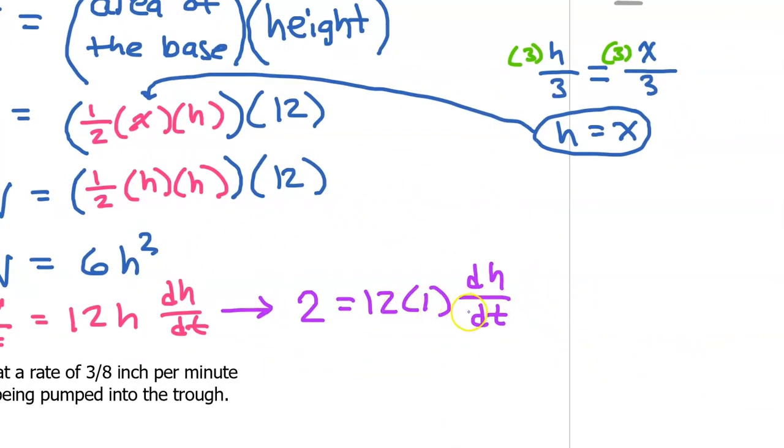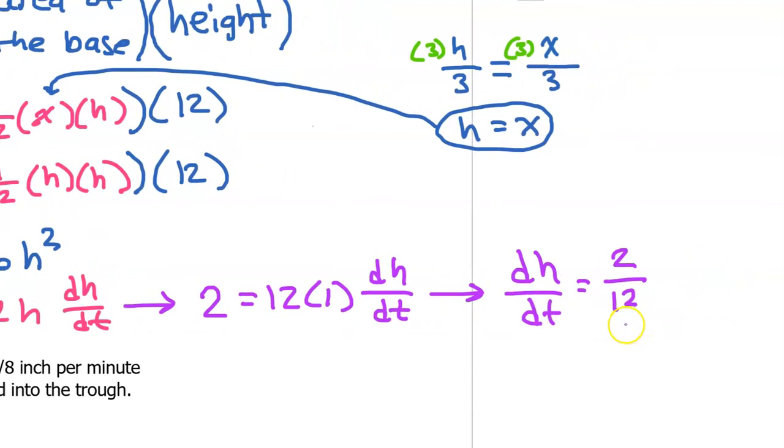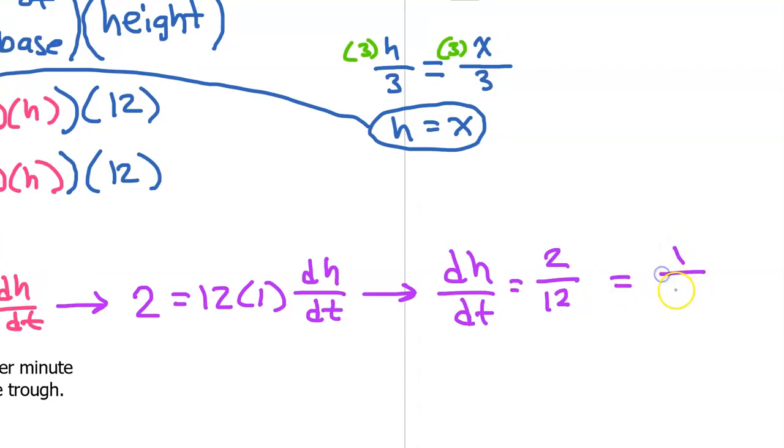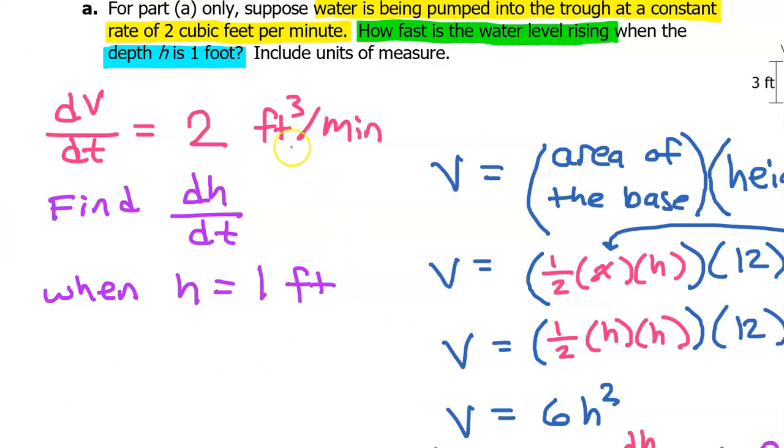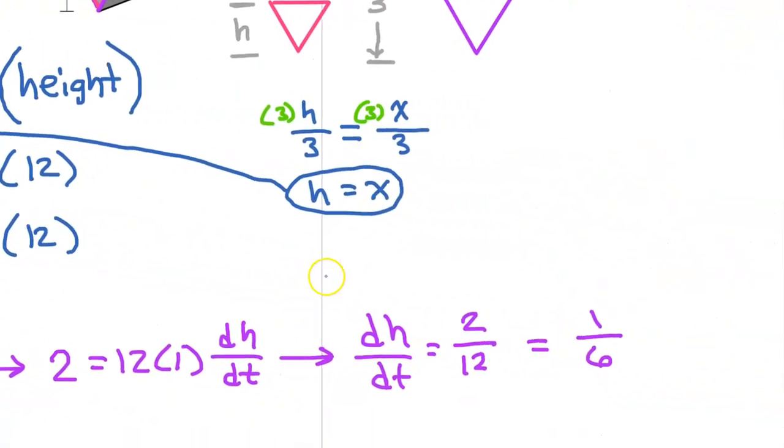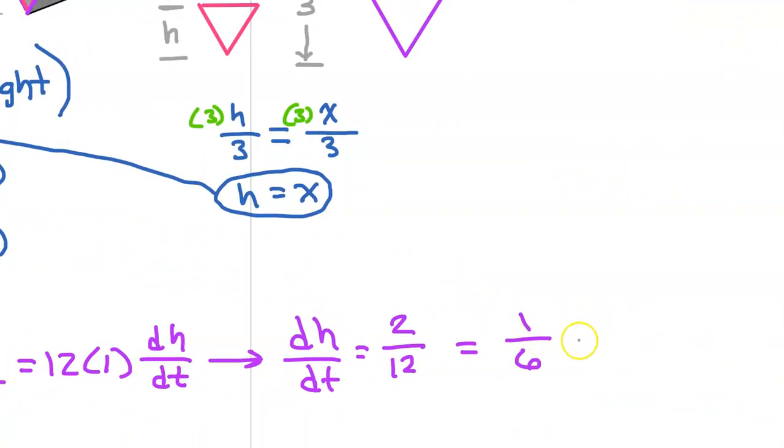All right, and we are solving this for dH/dt. So dividing both sides by 12, that's going to give us that dH/dt is equal to 2 over 12. Maybe I'll just go ahead and show this step. So 2 over 12, which of course is equal to 1 over 6. And we must include our units. We're talking about height divided by a time. So just looking back at our units, height was given in feet and time was given in minutes. So this will be 1/6 feet per minute.